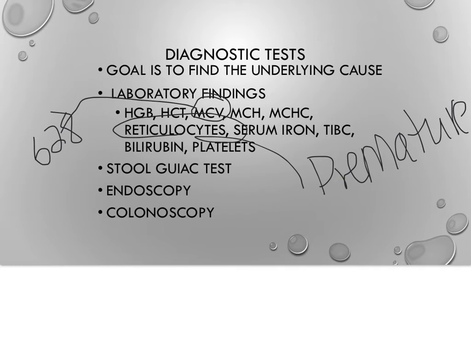Let's test the stool to see if there's blood in the stool. And then a lot of times we'll do an upper endoscopy. So this should say upper endoscopy. Look at the esophagus and the stomach and the beginning portion of the small bowel. Is there any ulcerations, any bleeding, gastritis? And then colonoscopy, which will look at the large intestine.